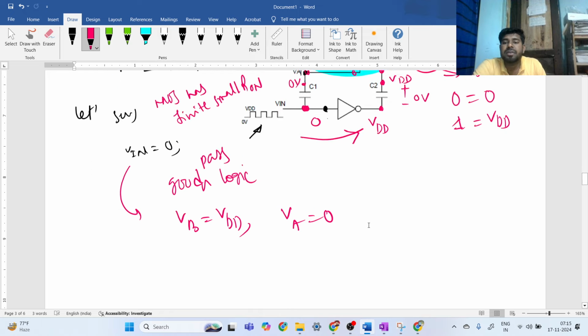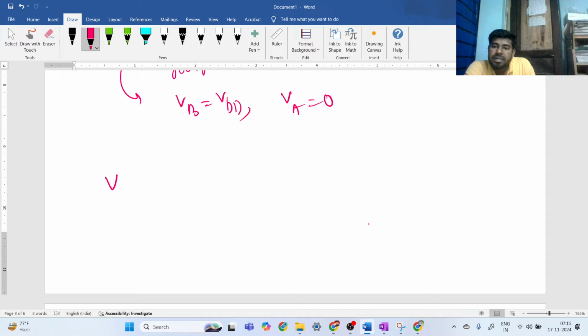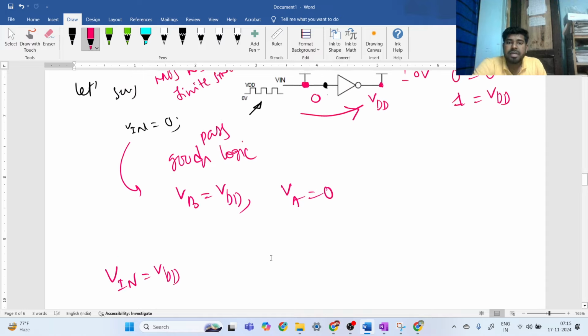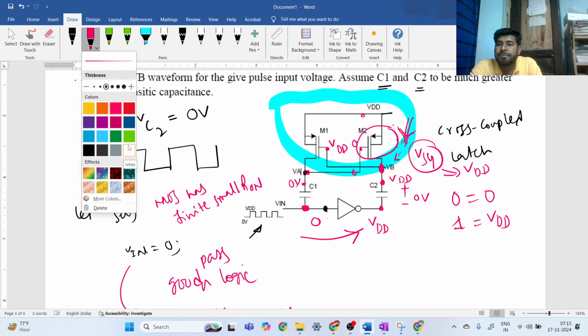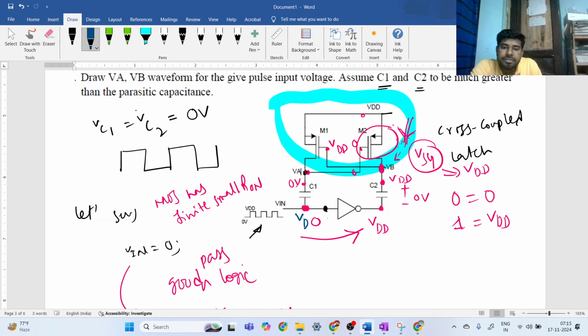Now what will happen when Vin is VDD? When Vin is VDD now, analyze the circuit again. So now this is VDD, so the inverter will make this node 0. And we are considering the steady state conditions.